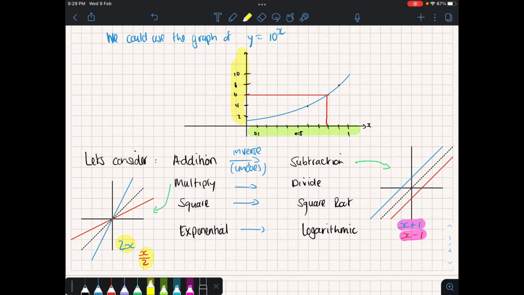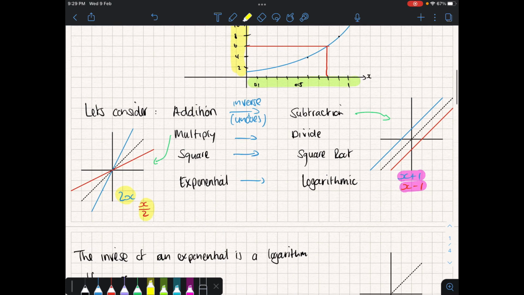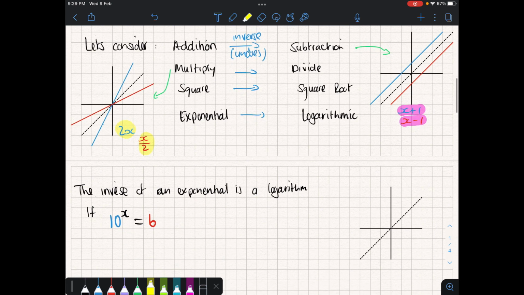Now, when we consider what we're talking about today, logarithmic functions, right? They are just the inverse of exponential functions. Okay? So if we had to consider our exponential function, the logarithmic is just an inverse of that function. Right? It's reflective about the y equal to x line.